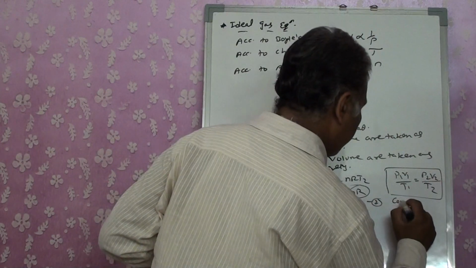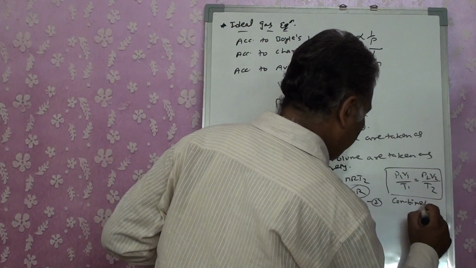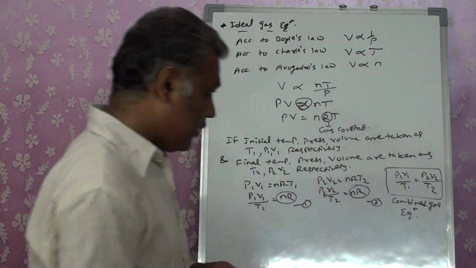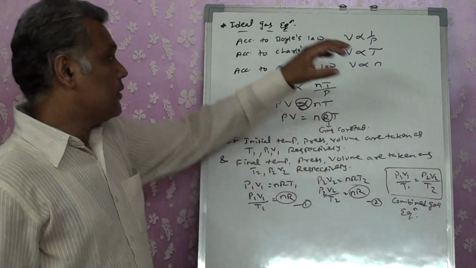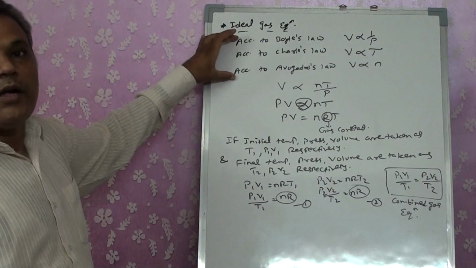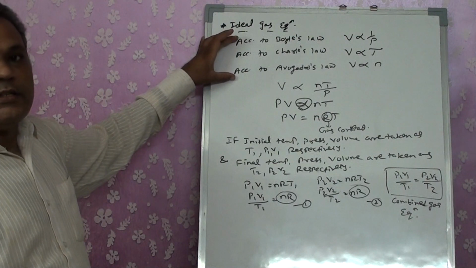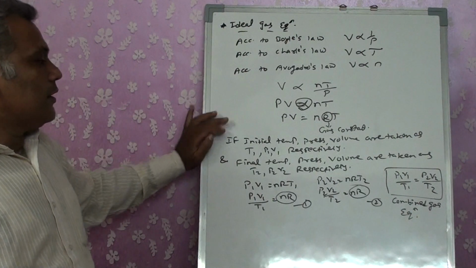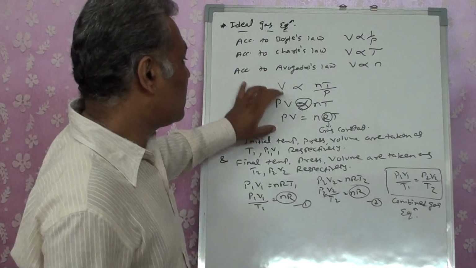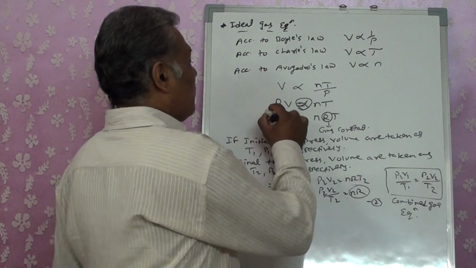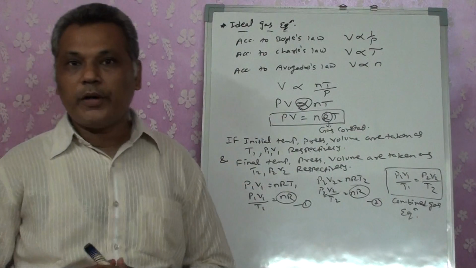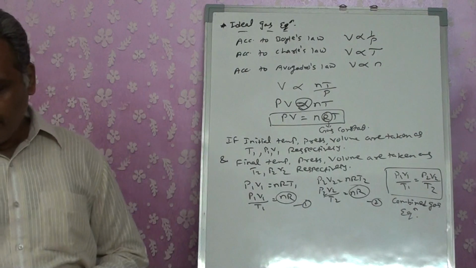This is known as the combined gas equation. Why do we term it as a combined gas equation? See, we got it as a combination of the three laws: Boyle's law, Charles' law and Gay-Lussac's law, and that's the reason why we consider this a combined gas equation, right? This is known as the ideal gas equation. Both these equations we are going to use for a number of numericals to be solved, right?